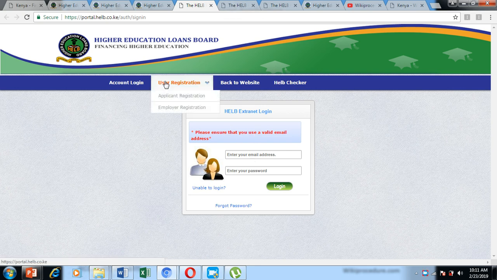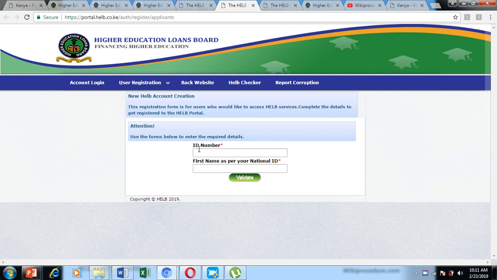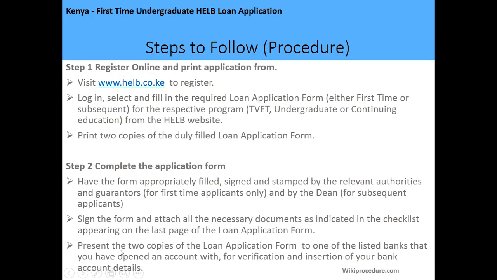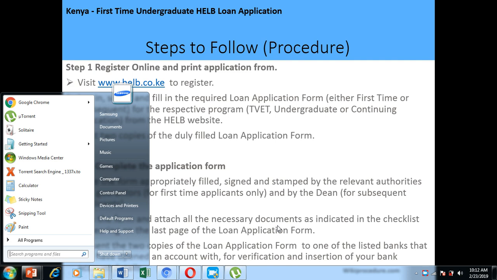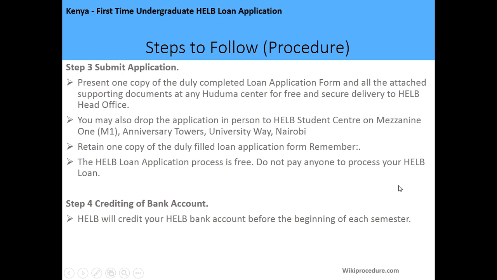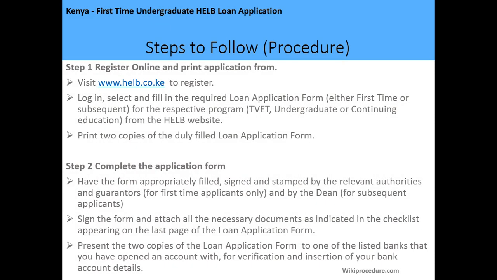And here, just choose your applicant registration because you are a first-time applicant. After clicking here, it's going to direct you to the next page where you have to enter your ID number and first name as written in your ID. After clicking validation, HELB is going to check your ID against its database, and you will reach the next page where you can fill in the other details and click on sign up, and you can continue with the filling in of your form.